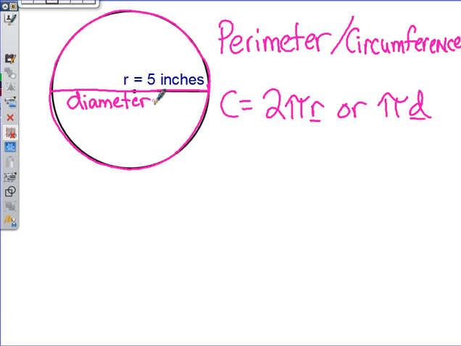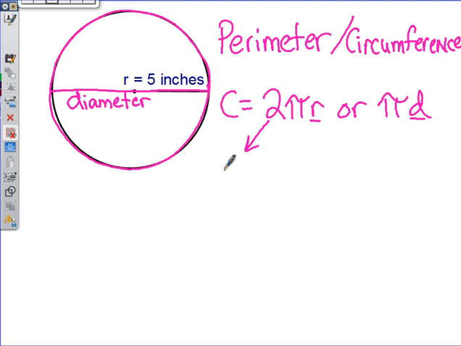So really, you pick which formula you want to use based on what dimensions they give you. If they give you the radius, you can either double the radius to make diameter, or you can just use a formula that uses radius. We're going to use this formula first to find the circumference of this circle.